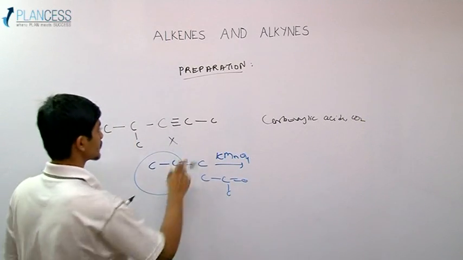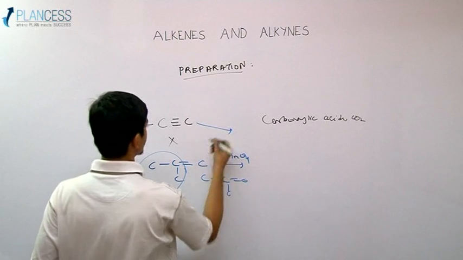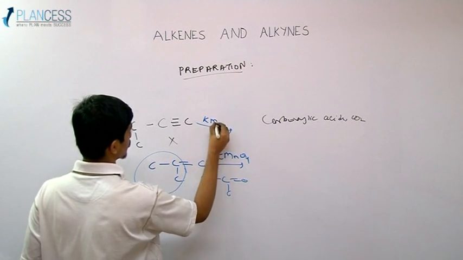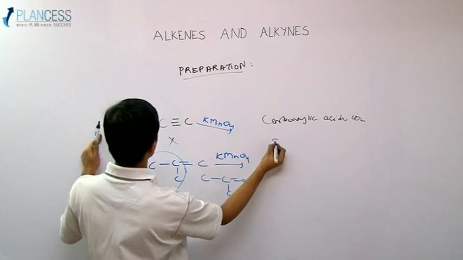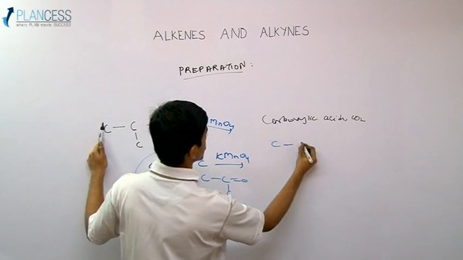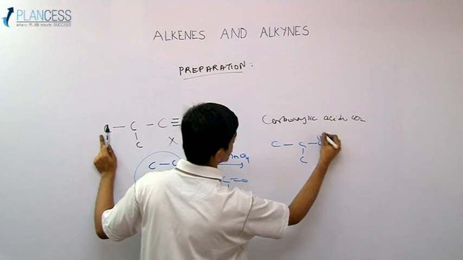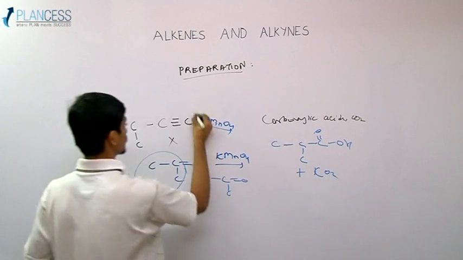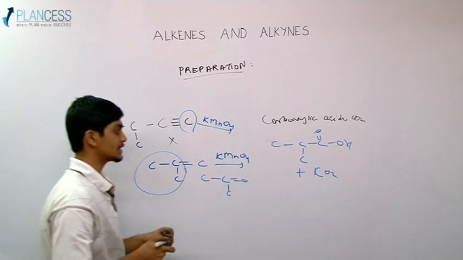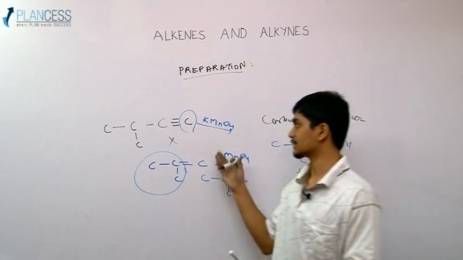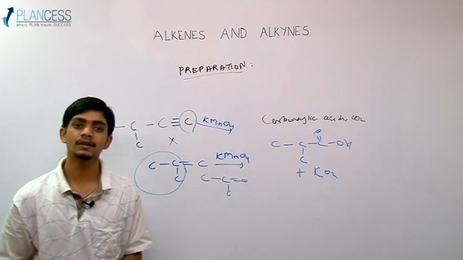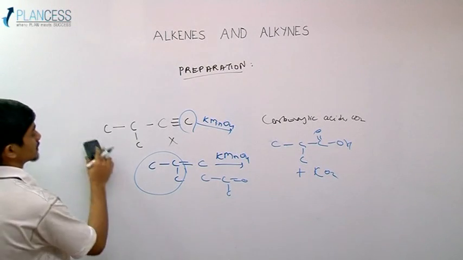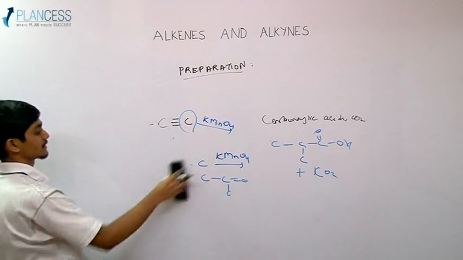So if you consider this, let's take directly a terminal alkyne. If you write the reaction for this with KMnO4, then what you get is carbon, carbon, carbon. This carbon becomes the carboxylic acid, and this becomes the carbon dioxide, the terminal carbon. So terminal alkynes will give you carbon dioxide, and all others in which a triple bond is present in the middle of the chain will give you carboxylic acids. So here also there is a slight difference between the reactions of alkenes and alkynes.